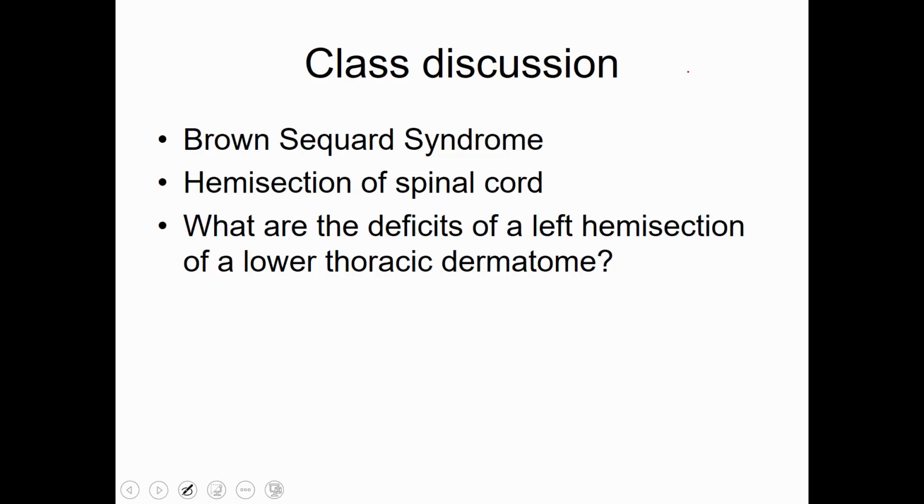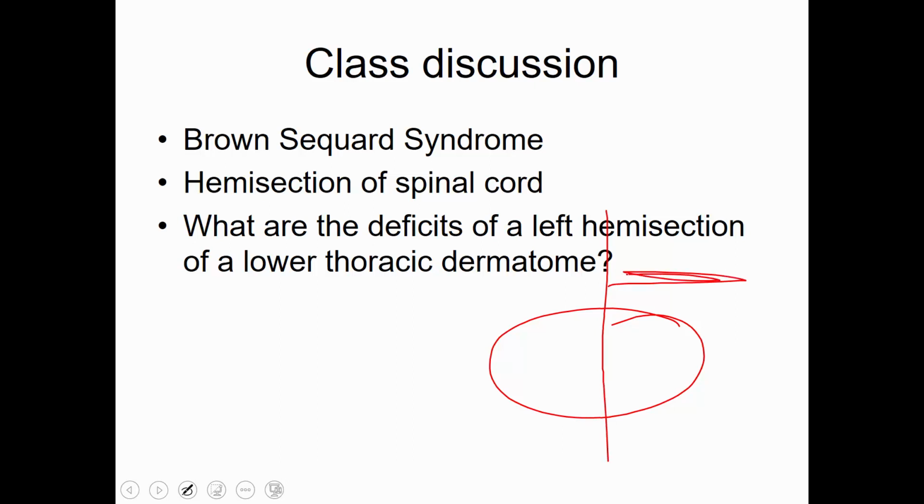All right, now it's not like you're going to see Brown-Sequard syndrome every day, but it's an interesting problem. Hemisection of the spinal cord. So somebody's got their spinal cord and there's been a hemisection where actually one side is blocked, but the other side can still show information up to the brain. Okay, so what would be the deficits of a left hemisection?